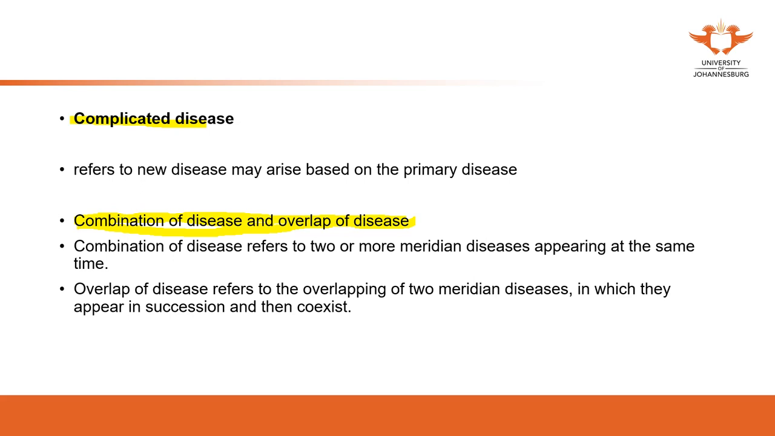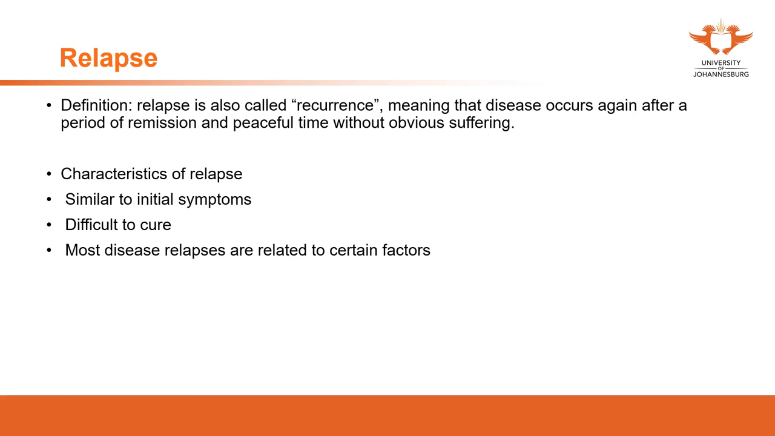Okay. So the next one we're going to mention is relapse. What does it mean by relapse? Relapse is also called reoccurrence, meaning that the disease occurs again after a period of remission and peaceful time without obvious suffering, which means this disease has been clinically healed, but it happens again after a while. The characteristic of relapse is that it is similar to the initial symptoms.